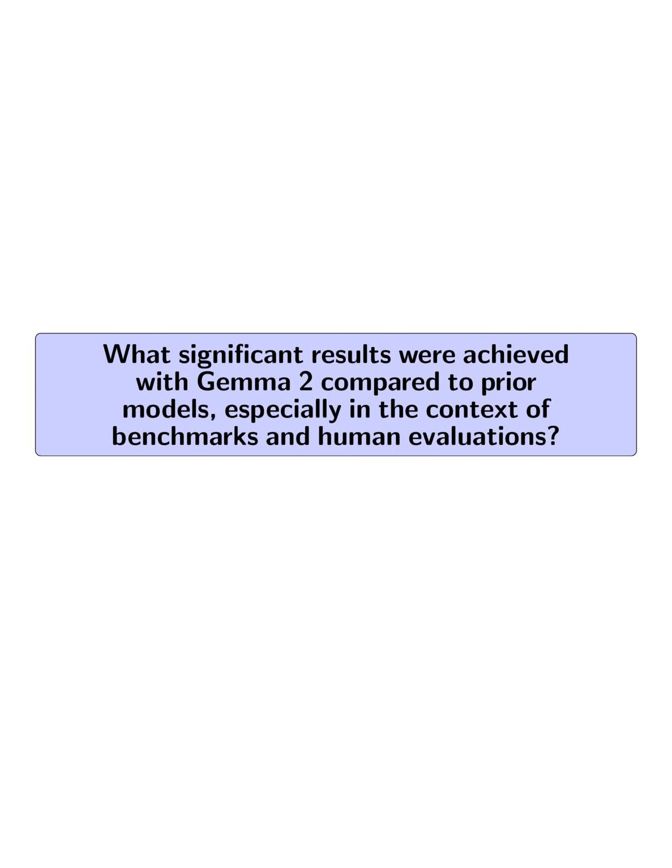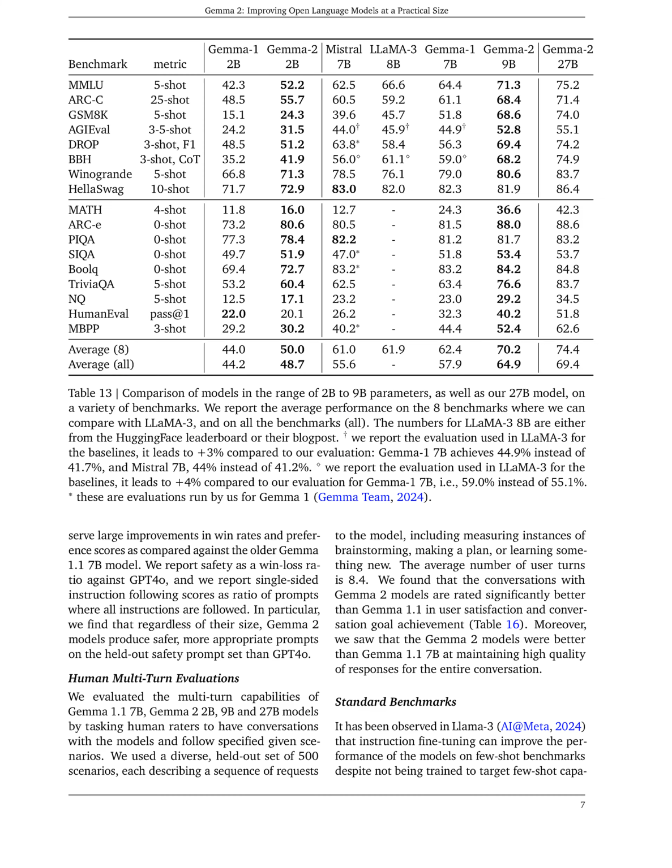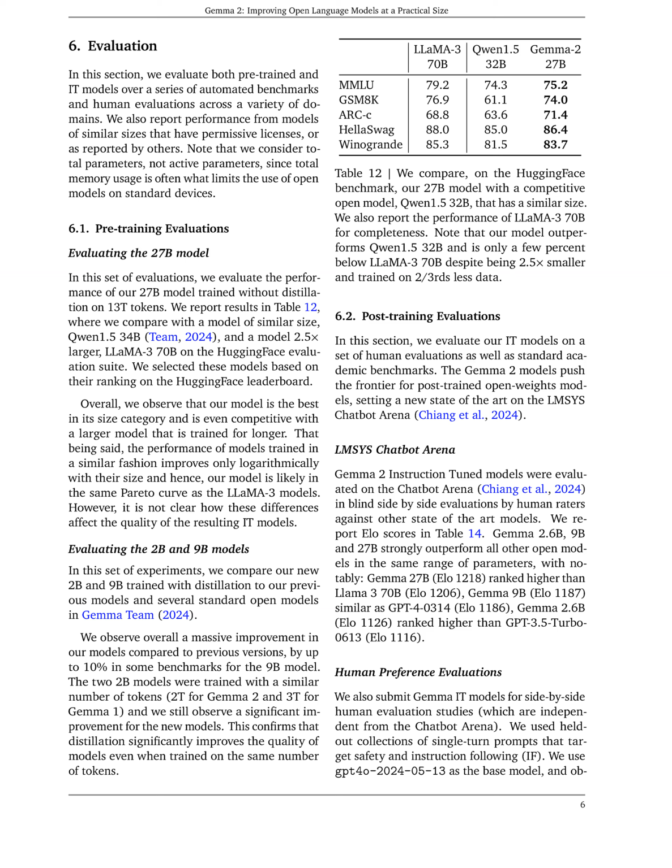What significant results were achieved with Gemma 2 compared to prior models, especially in the context of benchmarks and human evaluations? Gemma 2 achieved significant advancements over prior models, particularly in automated benchmarks and human evaluations. The 27B model, trained without distillation, outperformed similar-sized models like Qwen 1.5 34B, and was competitive with the larger Llama 3 70B, demonstrating superior performance in its size category.